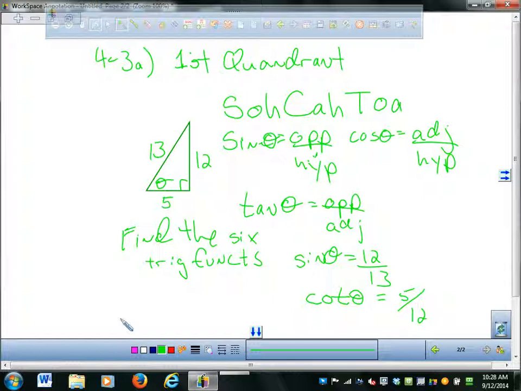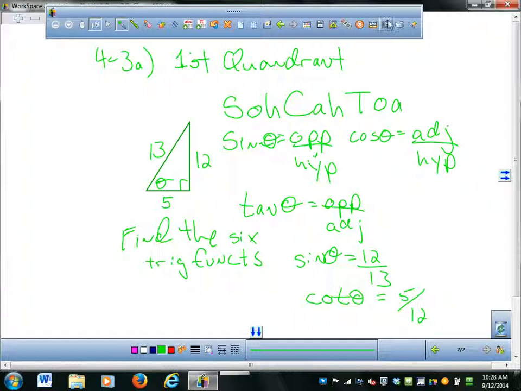Then we have the idea of, well, these are not unit circle triangles, meaning the radius is not 1. So you can solve for sides when this side is not 1. But the ratios of the opposite to the adjacent would still be the same.